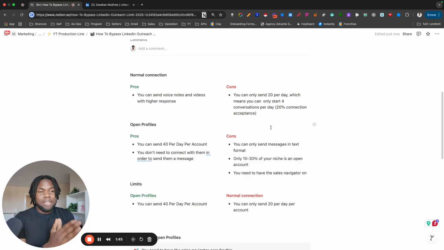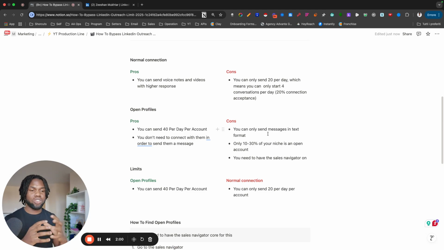But there's another part to this. A lot of people only use this main outreach strategy, and that's why a lot of people have problems when scaling on LinkedIn. When I found out how to use open profiles and how to leverage them, it just opened a new world. So what are open profiles?